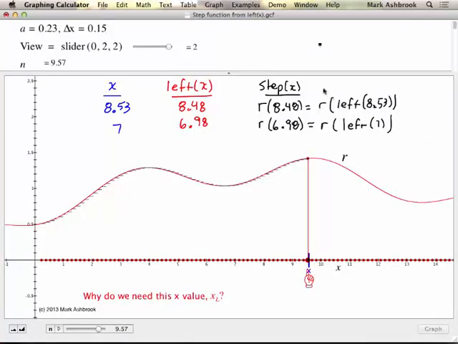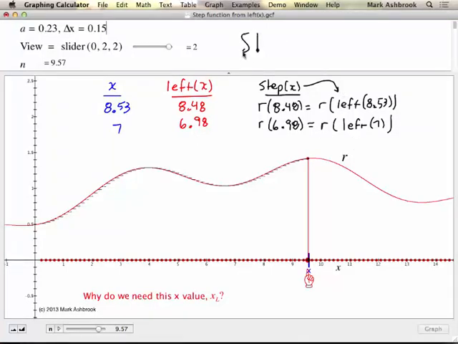So what is our step function then? So this step x, if it's 8.53, we do R of left of 8.53. It gives us the approximate or pretend rate at 8.53. If it's 7, we do R of left of 7, because that left of 7 will give us the left x value. We take that left x value, plug it into the rate. It'll give us the right rate.